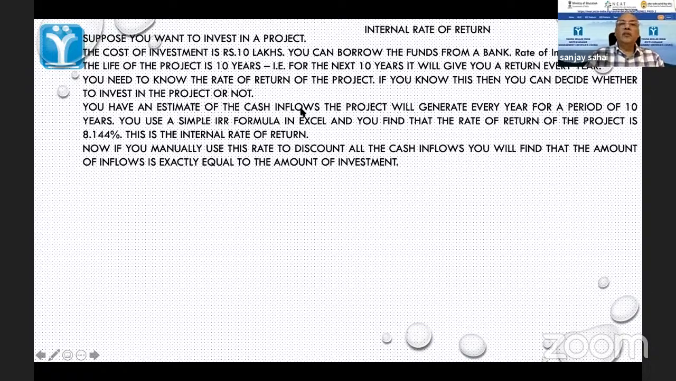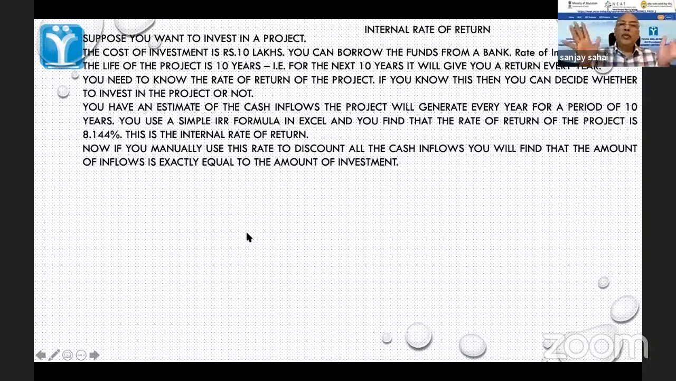So you have an estimate of the cash inflows the project will generate every year for a period of 10 years. You use a simple IRR formula in Excel and you find that the rate of return of the project is 8.144, as we did in the last instance. This is the internal rate of return. Now, if you manually use this rate to discount all the cash inflows, you'll find that the amount of inflows is exactly equal to the amount of investment.